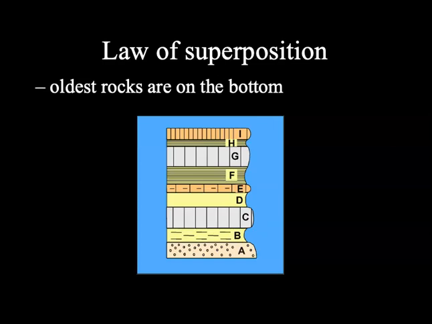Okay, the first law, the law of superposition. Oldest rocks are on the bottom here. All this says is that if I see a layered stack of rocks, maybe I'm hiking in the Grand Canyon, it's reasonable to assume that layer A formed before layer B. Layer B formed before layer C. Just like if you stacked books on a table, the book on the bottom of the stack would have been placed there first.